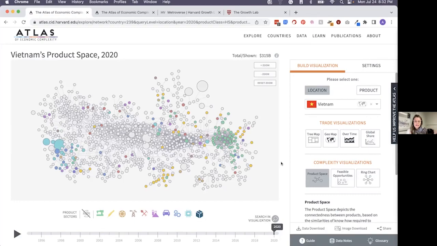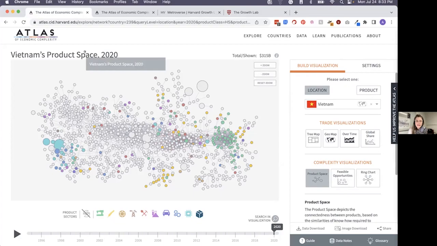It tells us, because you're doing something today, very specific opportunities exist nearby. And so the product space is telling us those 2 things. Where is Vietnam in the product space, or where is your country in the product space? And how does that set you up for new opportunities?